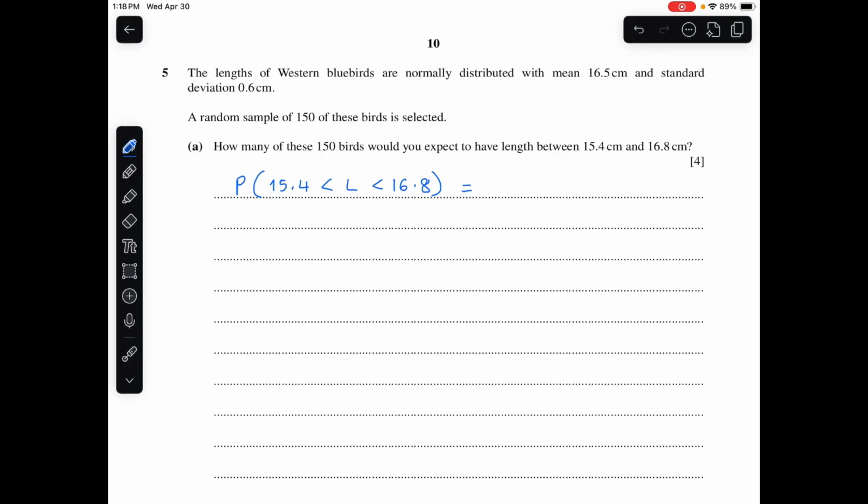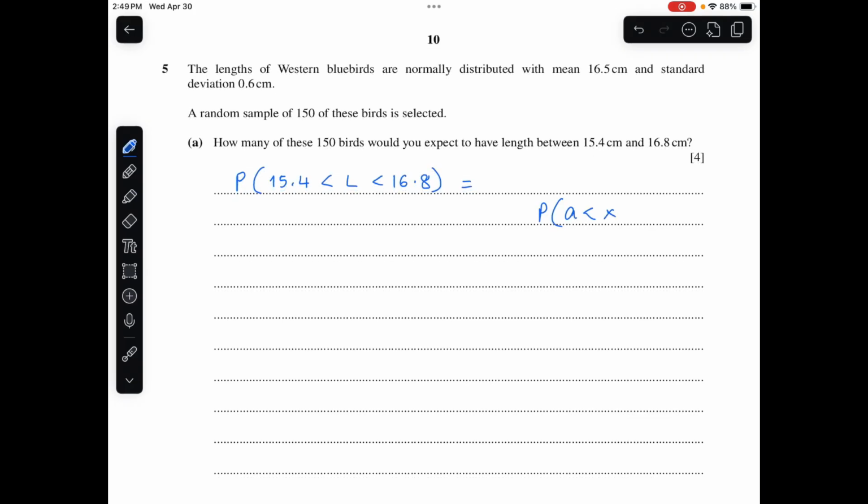So in this case, we need to apply the rule. Probability of x between a and b is equal to probability of b minus probability of a. This is what we are going to apply to calculate the given probability.